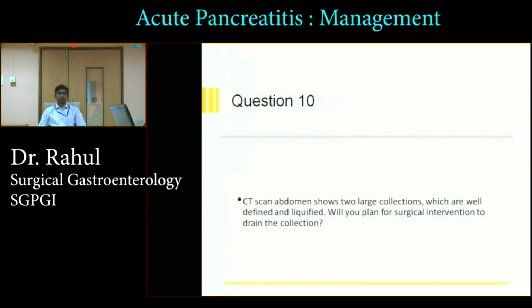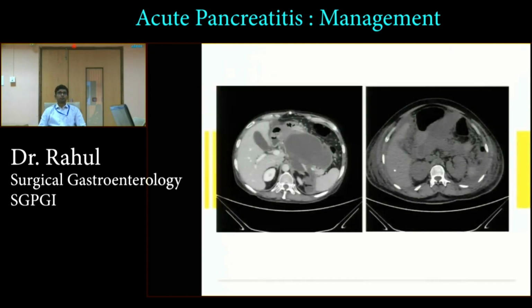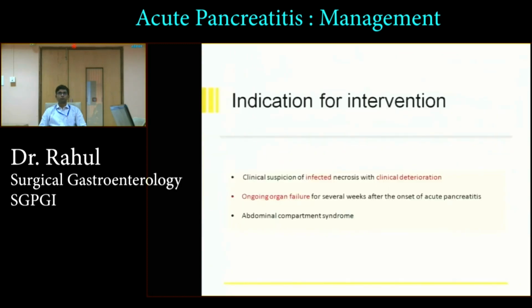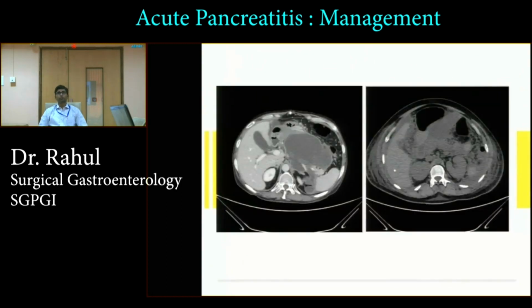The next question comes: how do we plan our intervention in pancreatitis? Next. See, there are two pictures. On the right side, there is an acute peripancreatic fluid collection, and on the left side, we can see that the fluid collection is well demarcated. There is a wall around the fluid collection. So we should usually wait for this wall formation to occur before we intervene, unless the patient is showing severe signs of sepsis or is in septic shock.